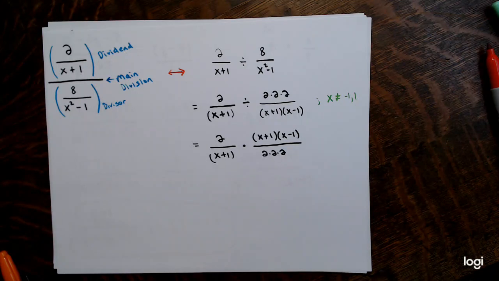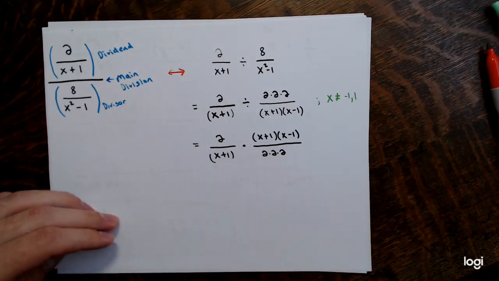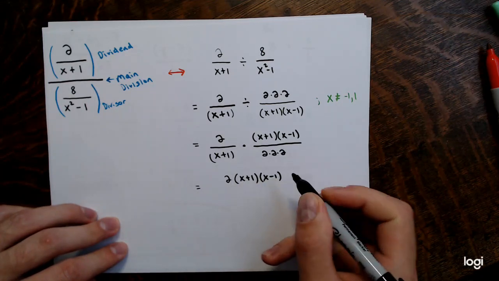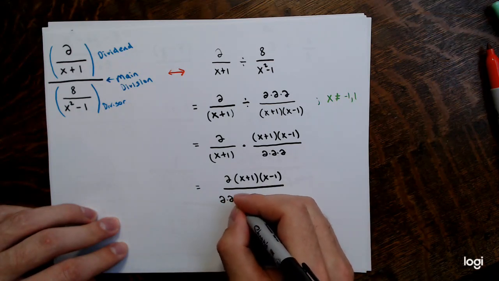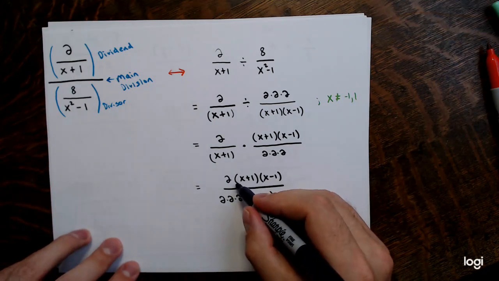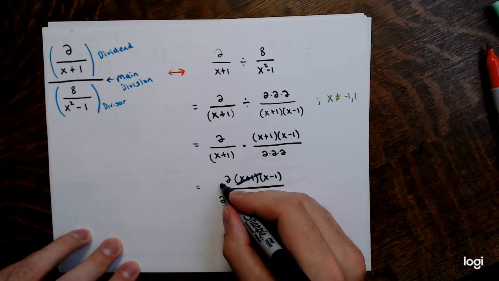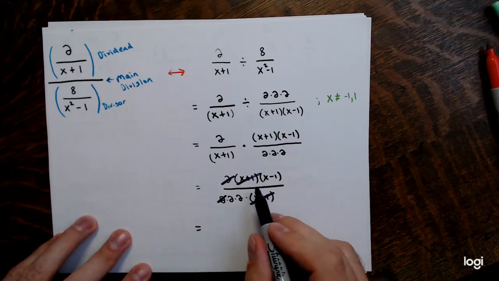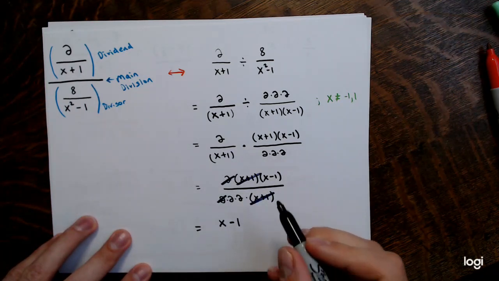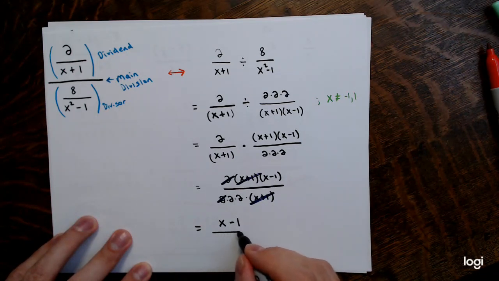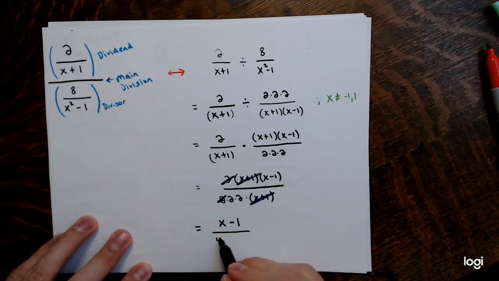All right, and then hopefully you can see the common factors. If you put them together, that's 2 times x plus 1 times x minus 1 in the numerator. And then we've got 2 times 2 times 2 times x plus 1 as the factors in the denominator. Cancel common factors. The x plus 1s and one of the 2s go away. And then when all is said and done, we finally have x minus 1 left over in the numerator. And again, since it's the only factor left and I'm done simplifying, I don't need parentheses around it. All that over 2 times 2 is 4, and that's it. So x minus 1 divided by 4.